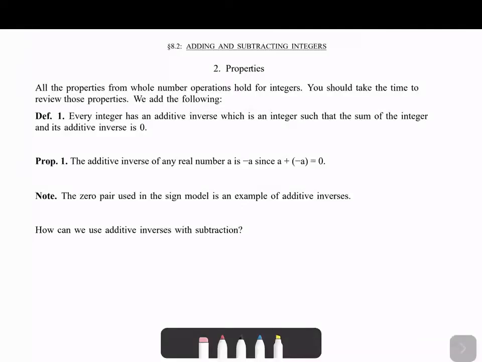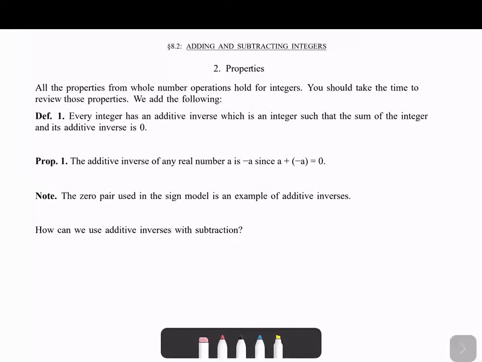Hi everyone, this is the third and final video for section 8.2 on adding and subtracting integers. So in the previous two videos, we've really just talked about models of adding and subtracting integers. And these models really tell us what the algorithms are. We're not going to talk about any algorithms explicitly, just because we all add and subtract integers all the time. So what I really want you to take out of this are the models and then some of these properties.